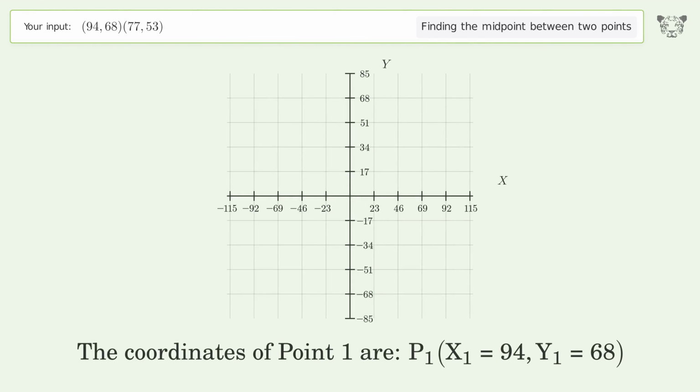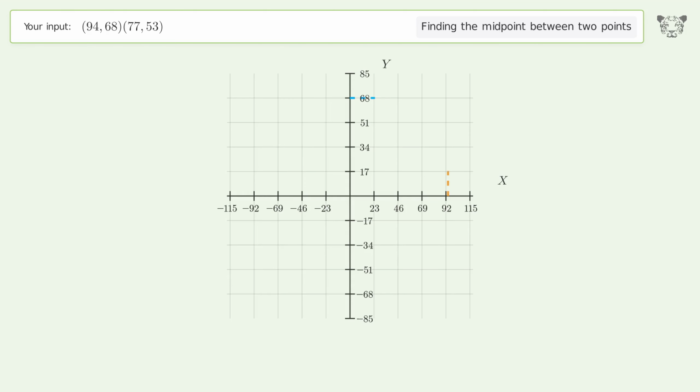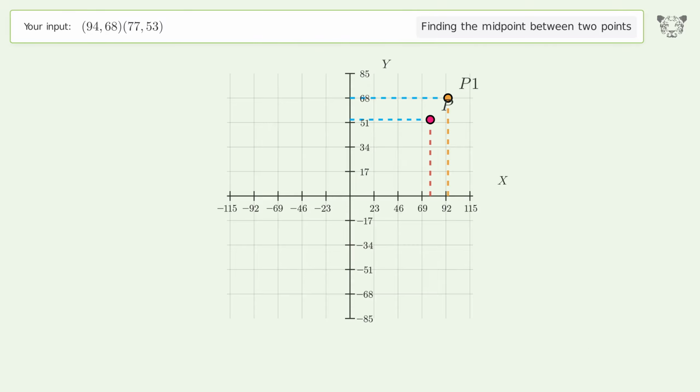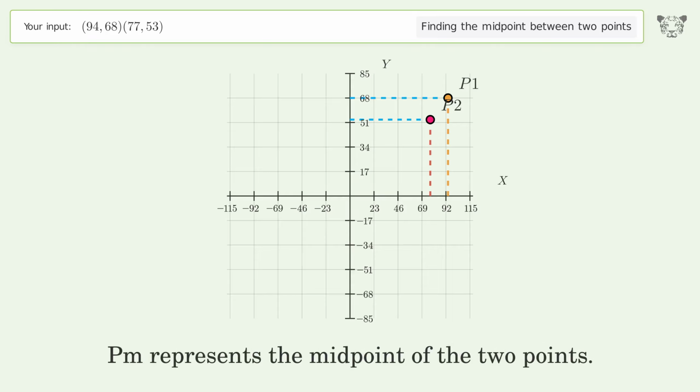The coordinates of point 1 are x1 equals 94, y1 equals 68. The coordinates of point 2 are x2 equals 77, y2 equals 53. PM represents the midpoint of the 2 points.